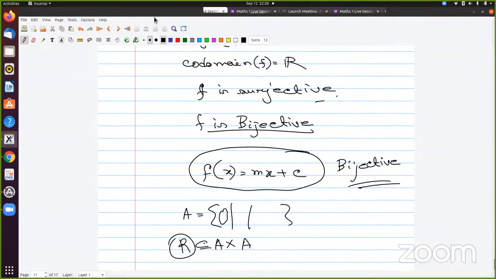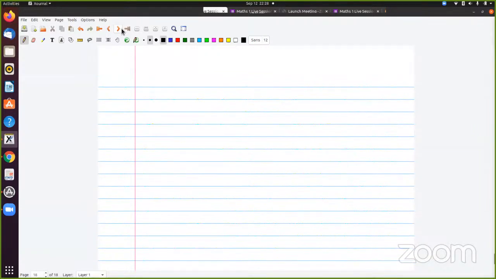So suppose one good example will be like this. Suppose I have the set of all cricketers. Okay, all cricketers.